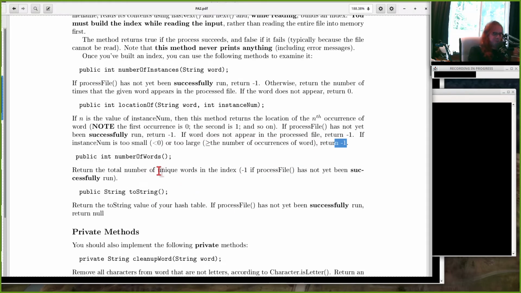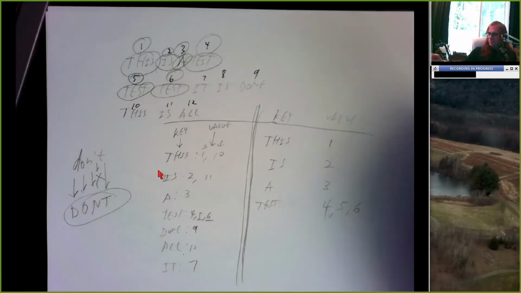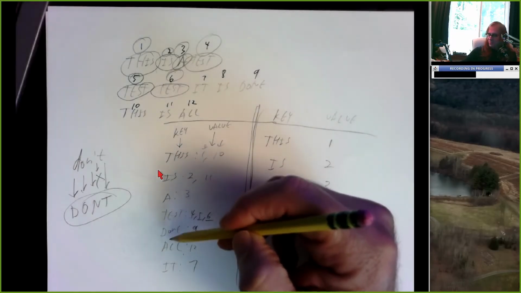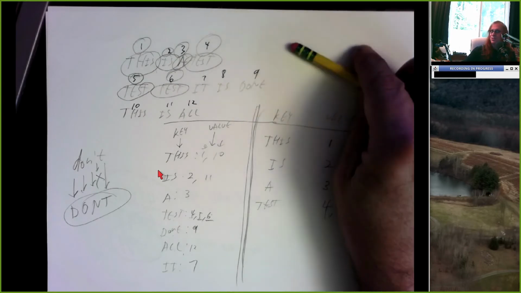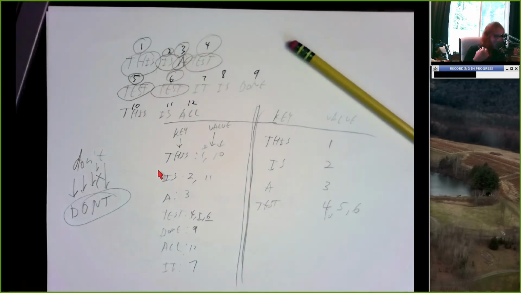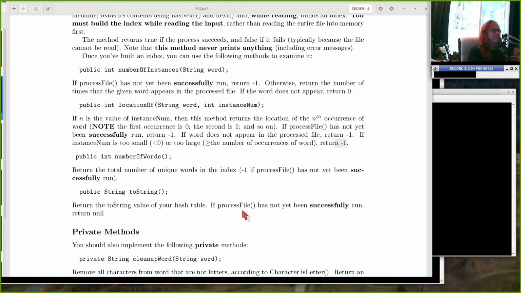Number of words tells me the number of unique words in the file. So if this was our whole file, 1, 2, 3, 4, 5, 6, 7, number of words would return 7. If you haven't processed the file, what do you return? -1. Sorry, return null. Return -1 if process file has not been successfully run.